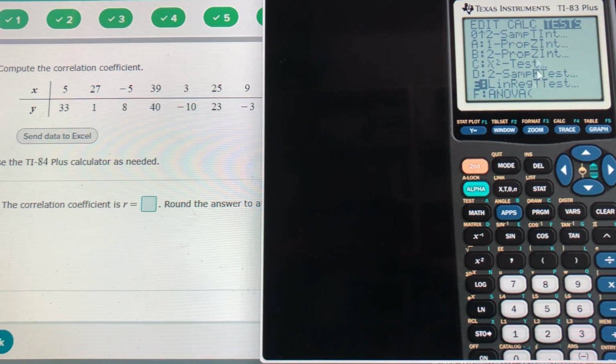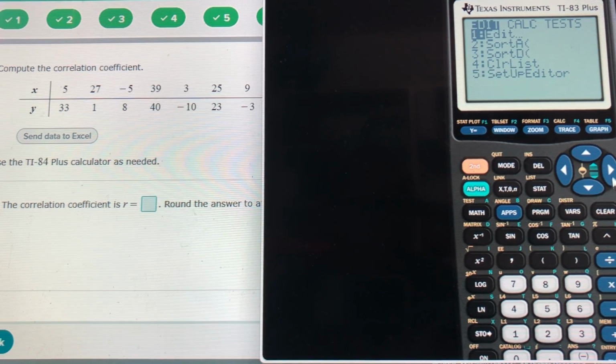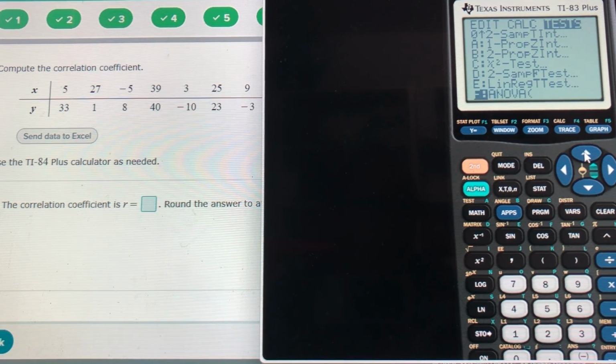You might have more than me. If you have a newer calculator, this calculator is like 10 years old, and they've made some upgrades to them. Or if you have a silver edition, you might have other bells and whistles. But somewhere near the bottom, yours might not be the second from the bottom, I went Stat, Tests, and I up arrowed to get to the bottom of the list. Otherwise, you can down arrow 15 times if you want. But mine is second from the bottom. Yours might be third or fourth from the bottom. You might have a few more things than me. LinReg T-Test is what you're looking for.